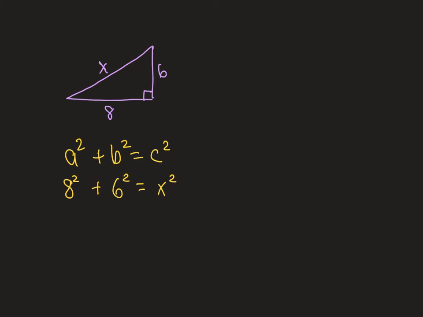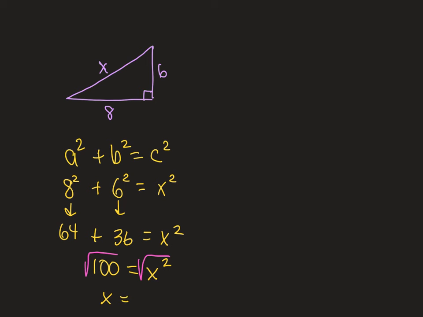Okay, order of operations. I square this to get 64, 8 times 8. I square this to get 36. That's equal to x squared. Now I add 64 and 36, that makes 100. What number do I want to get rid of? I want to get rid of the exponent. So I square root both sides. That takes away the tiny 2, and I just have an x. Square root of 100 is 10. So this guy right here was 10.